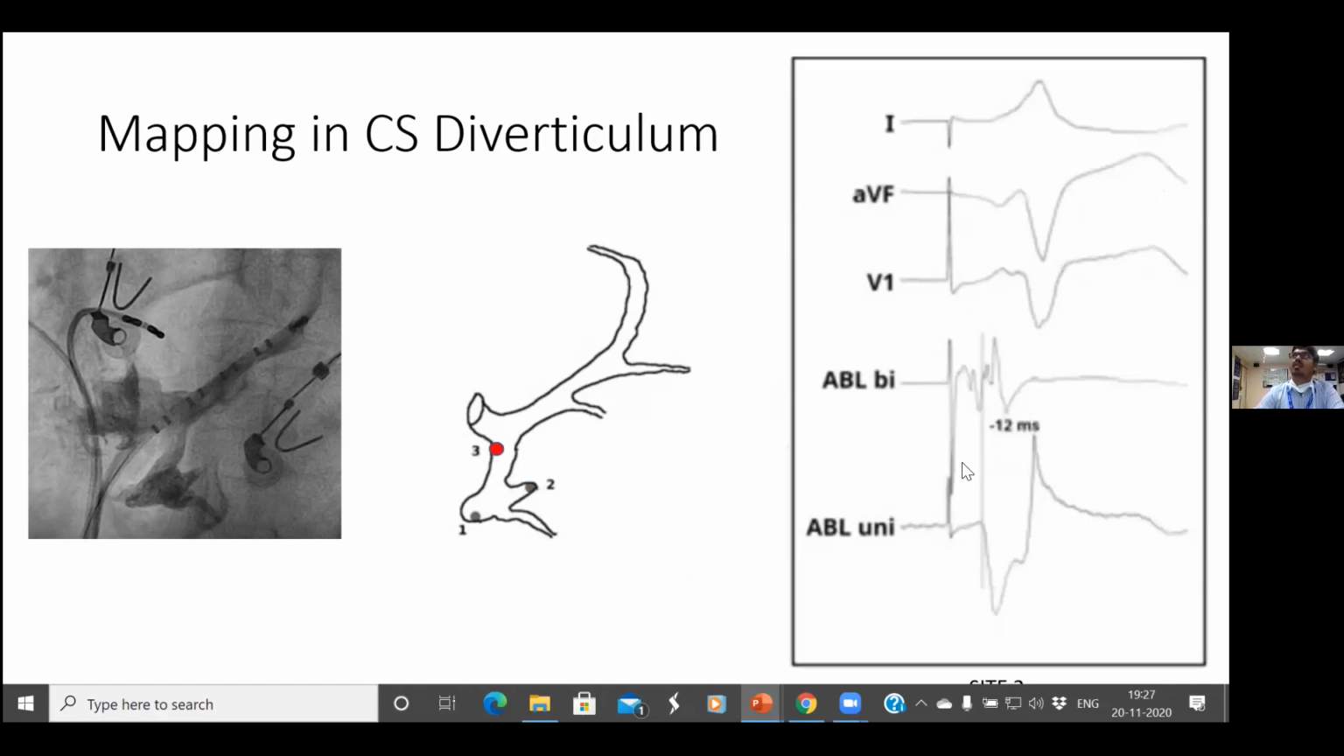Here we can see a sharp potential, which is likely to be a pathway potential, although the local activation is not that early. It is only 20 milliseconds ahead, and there is a small positive deflection in the beginning of the unipolar signals. So we have given the ablation here, which leads to immediate loss of pre-excitation.